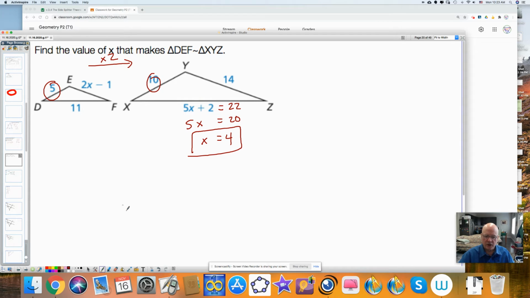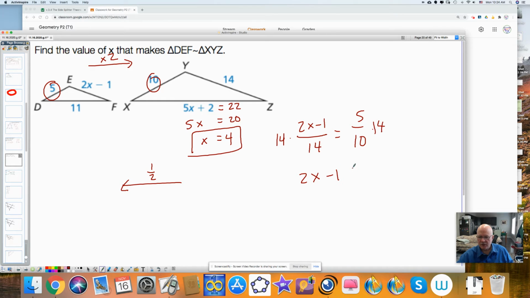You could have also gone in the reverse direction, in which case this is getting smaller, so it's going to be a scale factor of 1/2. Half of 14 is 7. So if I had written 2x minus 1 is to 14 as 5 is to 10, notice this is 1/2. Multiply both sides by 14. I would get 2x minus 1 is equal to 7.